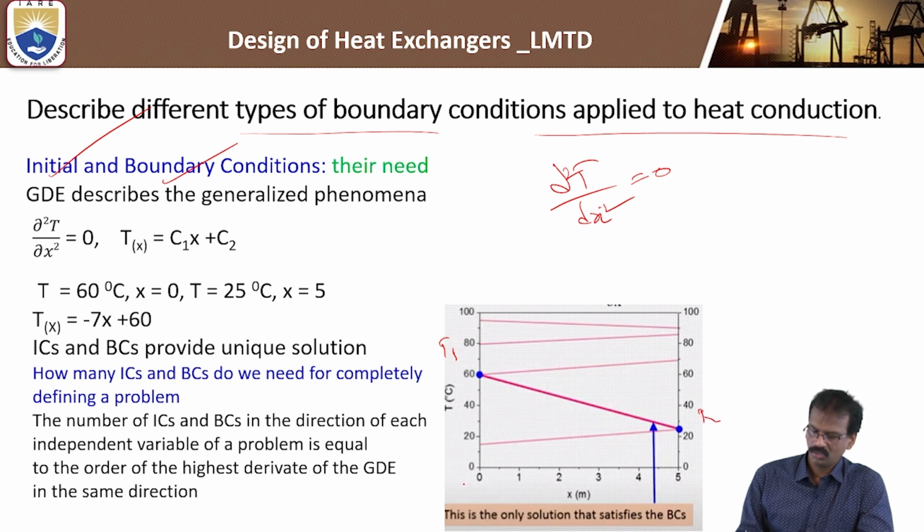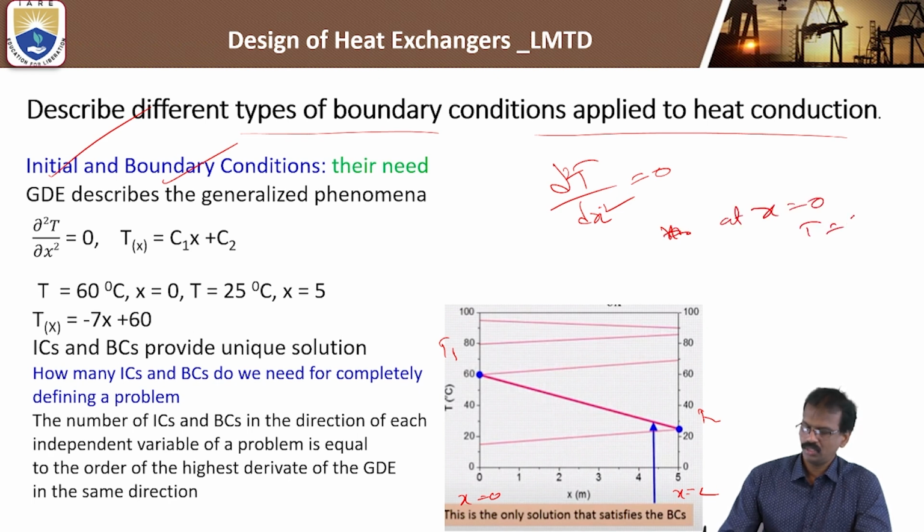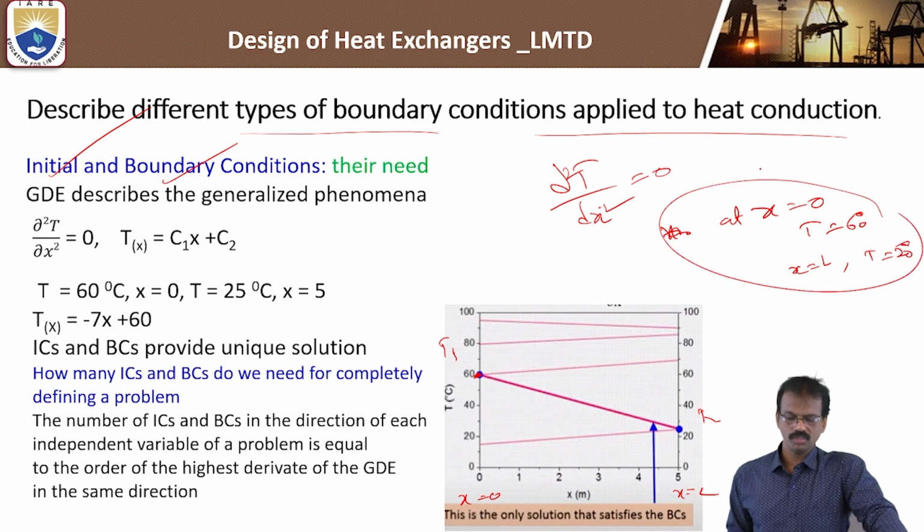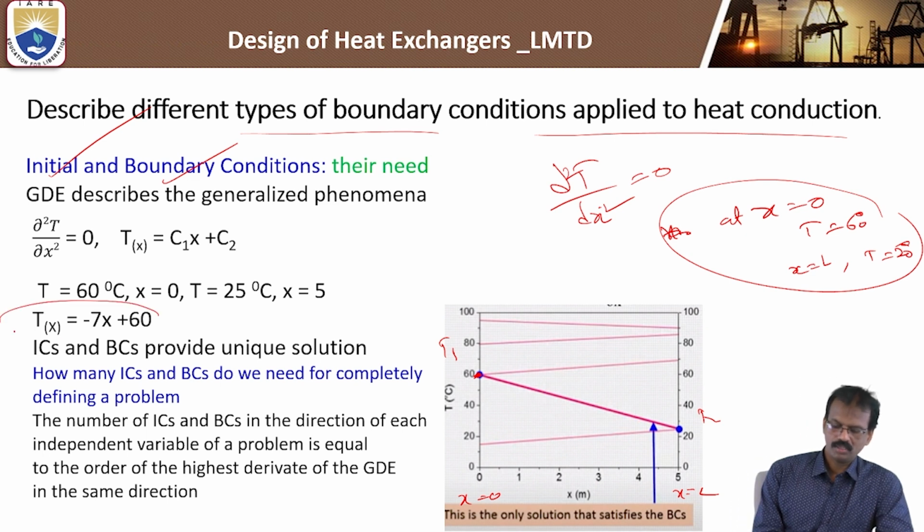The boundary condition here: suppose this is the distance x, x is equal to 0, and x is equal to some L. At x equal to 0, the temperature is 60 degrees. At x equal to L, the temperature is 20 degrees. Based upon these two boundary conditions, you can find out the rate of heat transfer. So the T relationship is minus 7x plus 60. So initial conditions and the boundary conditions provide a unique solution.